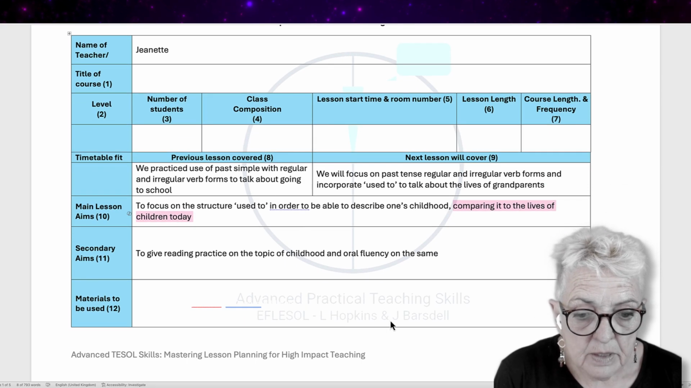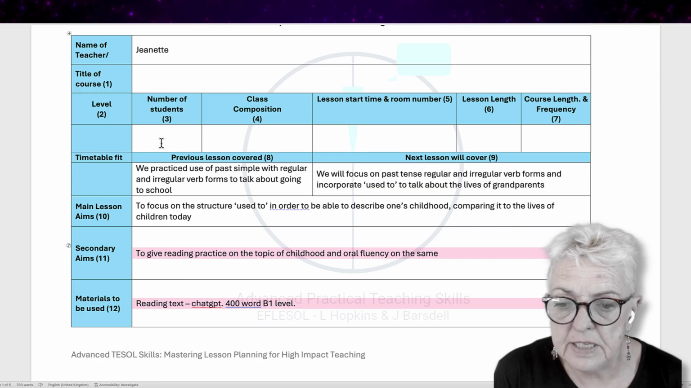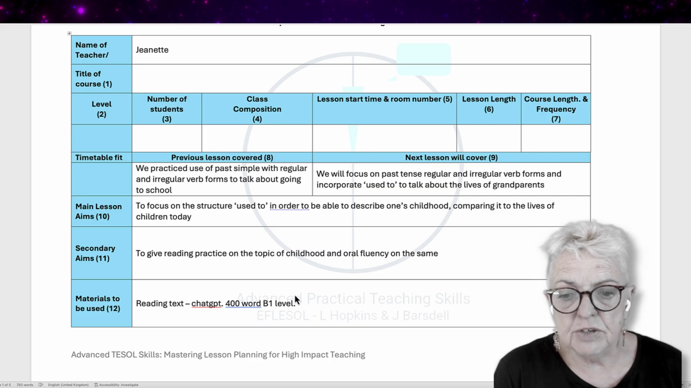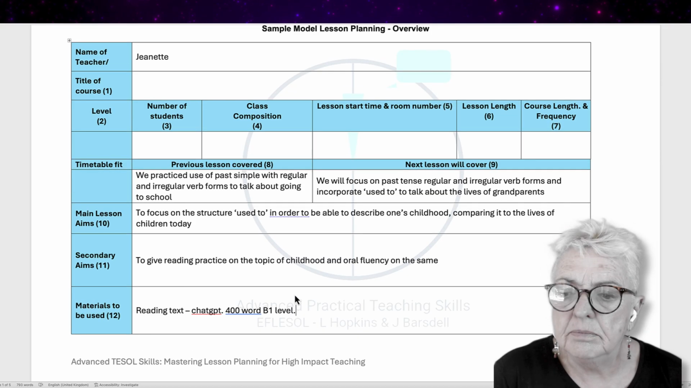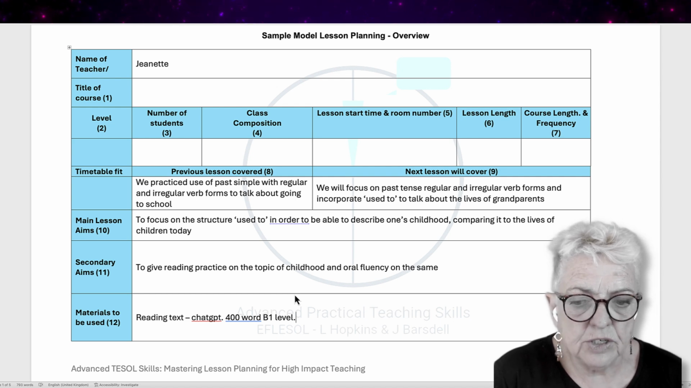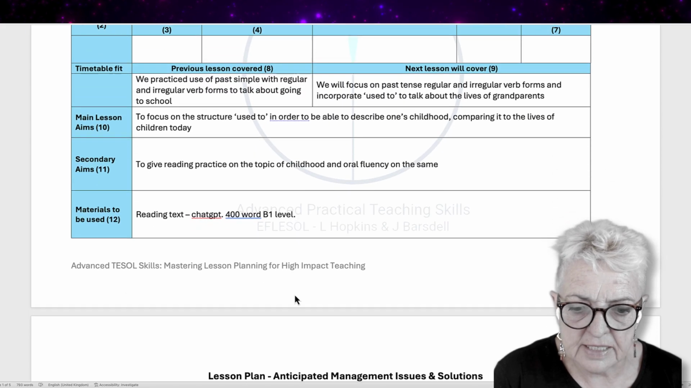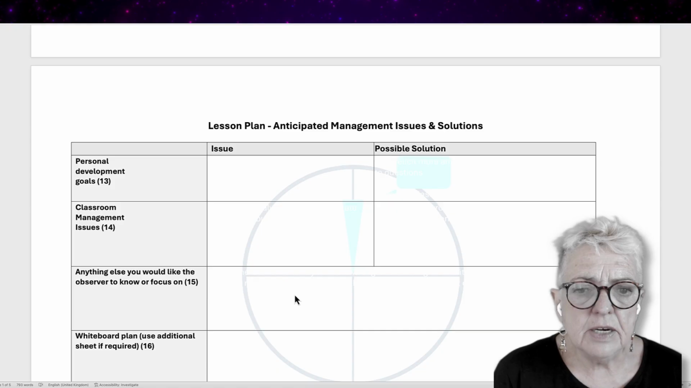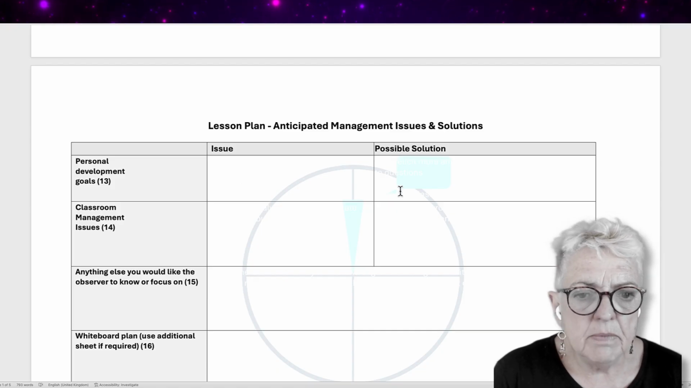Okay. Materials to be used, obviously this is very dependent on the teacher. In this case, I've used ChatGPT to create a 400-word reading, B1 level. We do look at using ChatGPT later on in the course, but it's very good for producing this kind of text. Okay. So if you're doing a Delta, you'll be asked to, management issues.